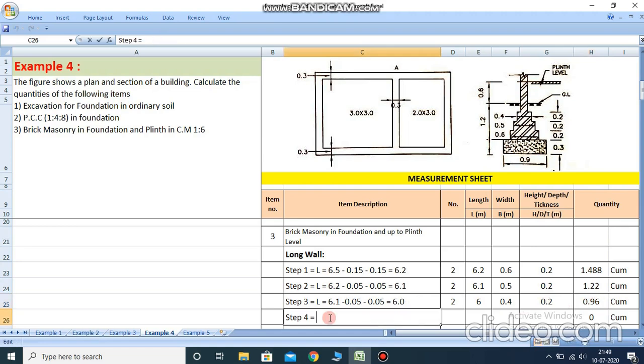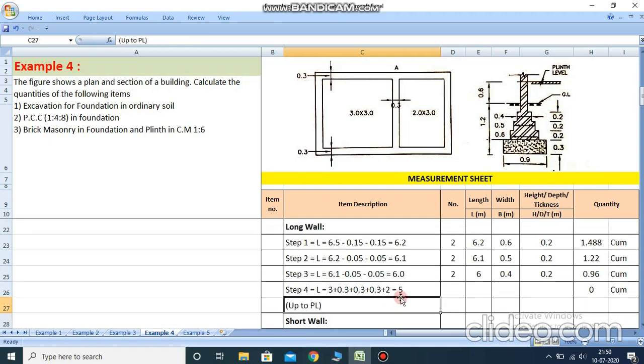Now step 4, the length is the exact length of the wall, so see this wall length, outer to outer wall length, is 3 plus 2 plus 0.3, 0.3 and 0.3, where 0.3 is the wall thickness. So here the length is equal to 3 plus 0.3 plus 0.3 plus 0.3 plus the second room wall length of 2, so the total is 5.9 meter, 5.9 meter length.